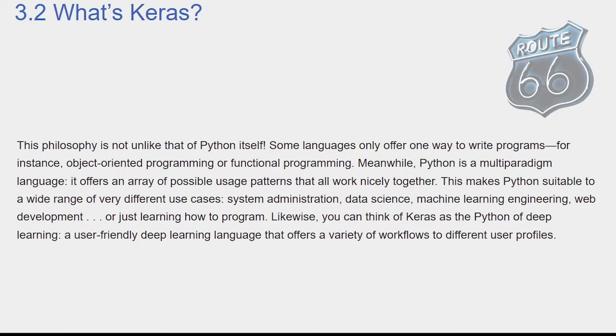This philosophy is not unlike that of Python itself. Some languages only offer one way to write programs, for instance, object-oriented programming or functional programming. Meanwhile, Python is a multi-paradigm language. It offers an array of possible usage patterns that all work nicely together. This makes Python suitable to a wide range of very different use cases: system administrators, data science, machine learning engineers, web development, or just learning how to program. Likewise, you can think of Keras as the Python of deep learning, a user-friendly deep learning language that offers a variety of workflows to different user profiles.